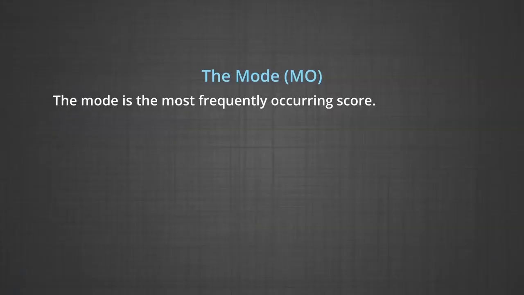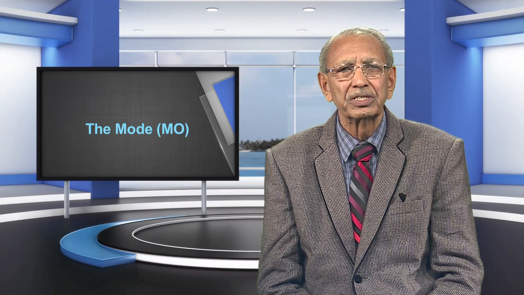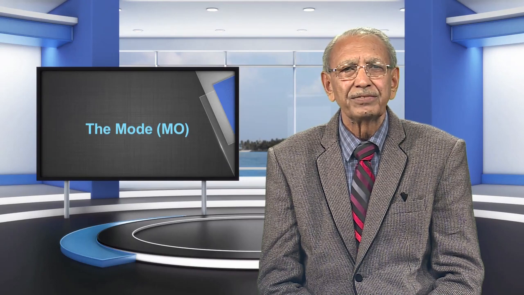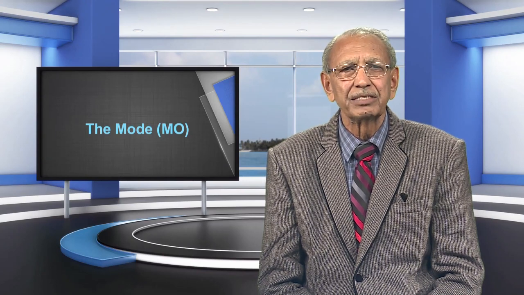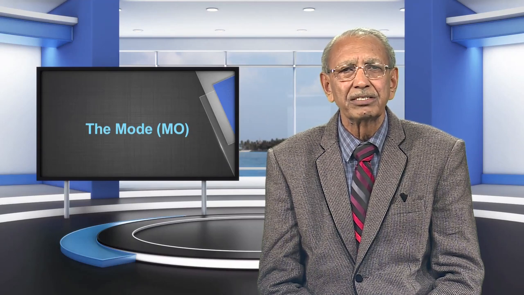Dear students, now I am going to show you the meaning and the calculation of the mode. The mode is the most frequently occurring score. When a frequency distribution is used, the mode is the midpoint of the interval having the largest number of cases or frequencies. If two adjacent scores have the same frequency and the frequencies are the highest in the distribution, then the mode is the sum of the two scores divided by 2.